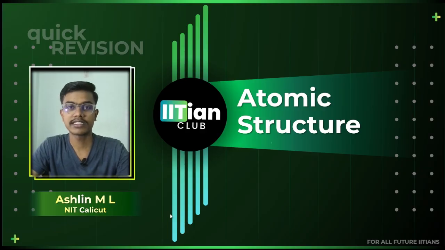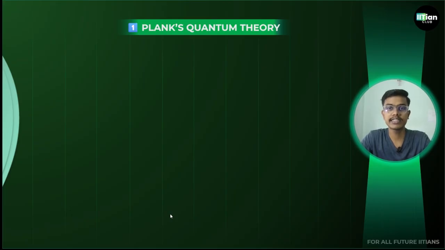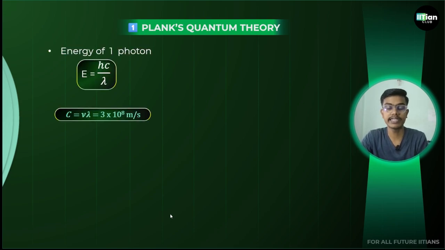The first topic in atomic structure is Planck's quantum theory. This theory states that energy is not continuous, but it is emitted or absorbed in discrete packets called quanta. And the value of the energy of one photon is given by hc by lambda. h is the Planck's constant, which is 6.626 into 10 to the power minus 34 joule second. c is the speed of light, that is 3 into 10 to the power 8 meter per second. And lambda is the wavelength. And you can have the relation between frequency and lambda as c is equal to frequency into lambda. And also mind that energy hc by lambda is in joules.